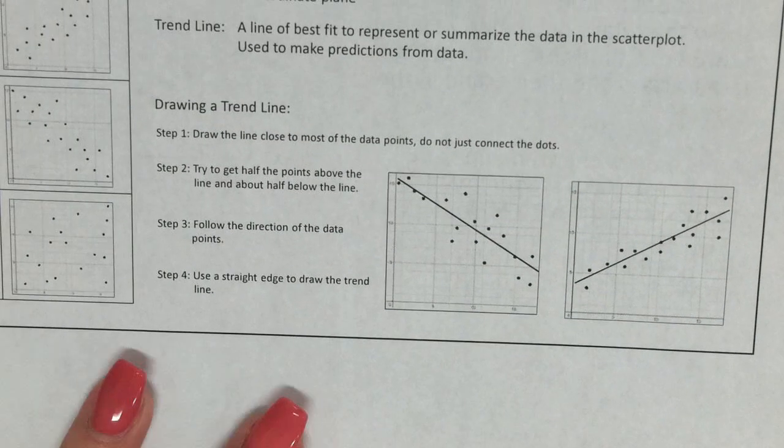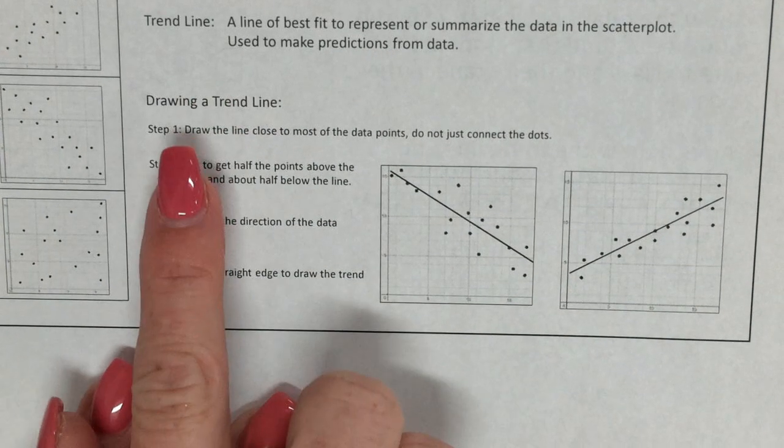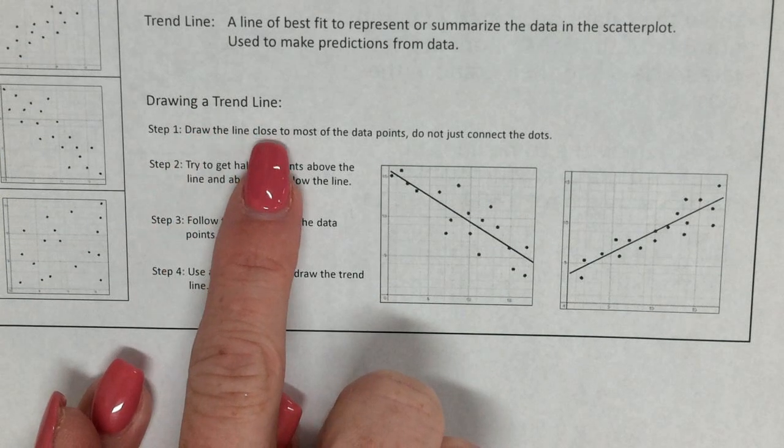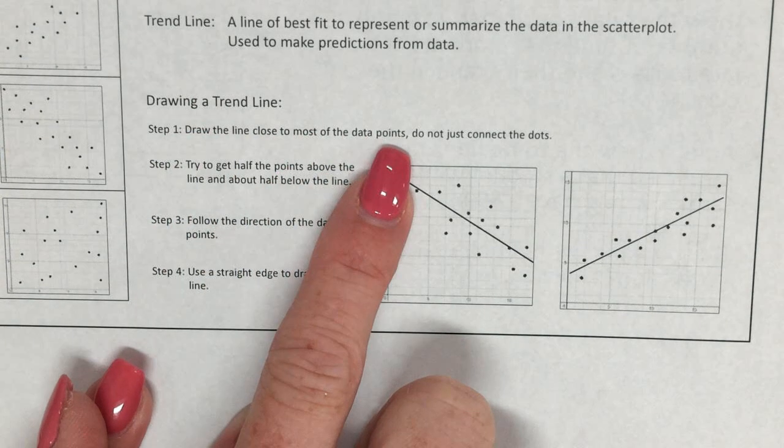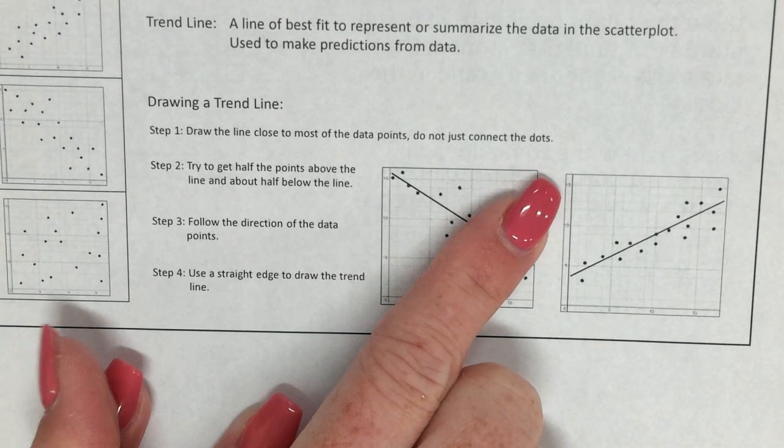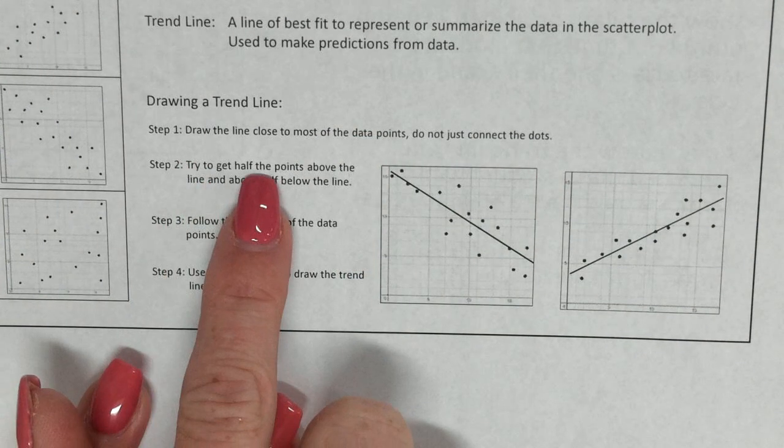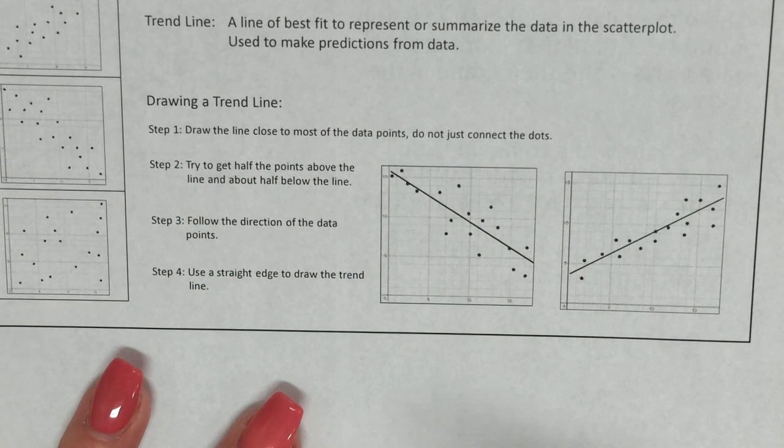So to draw a trend line, everybody look at the steps. You draw a line close to most of the data points. Do not connect the dots. Try to get half the points above the line and half below.